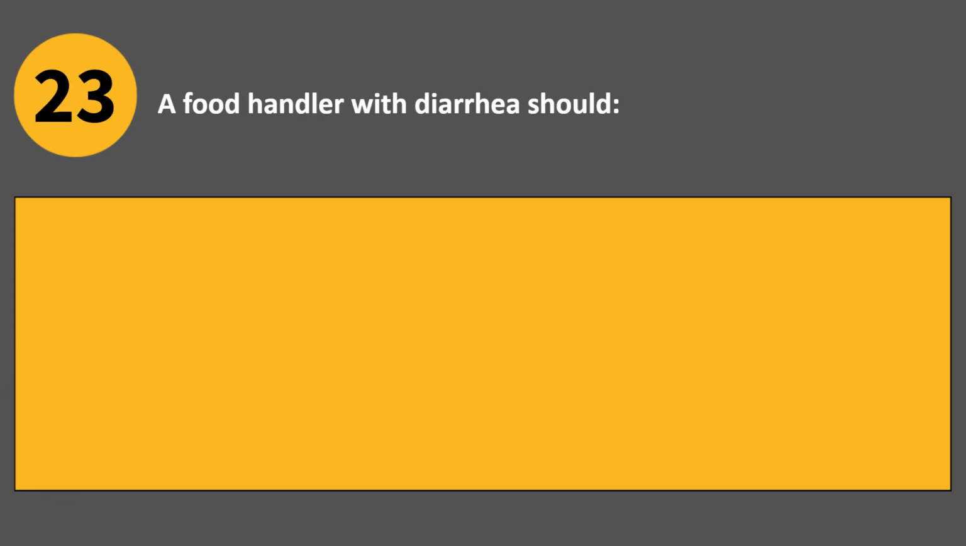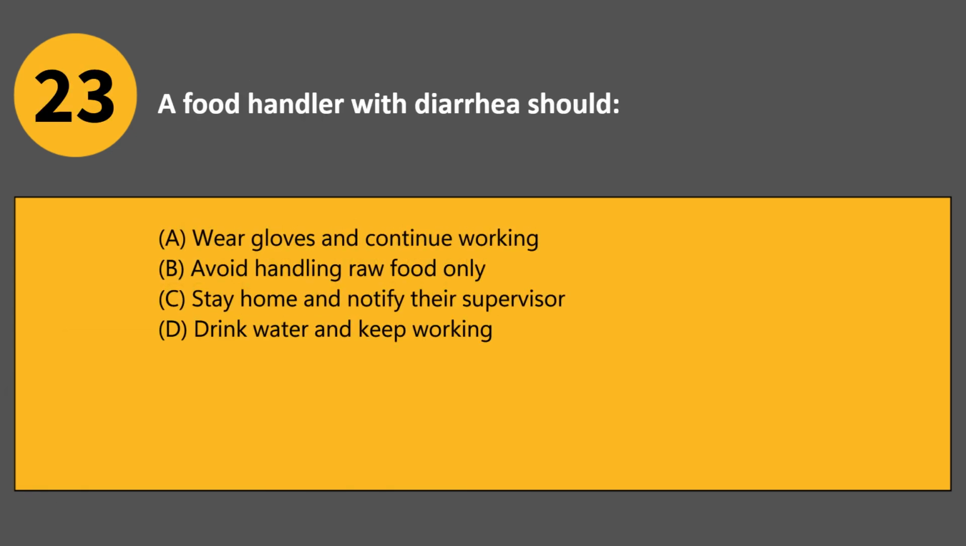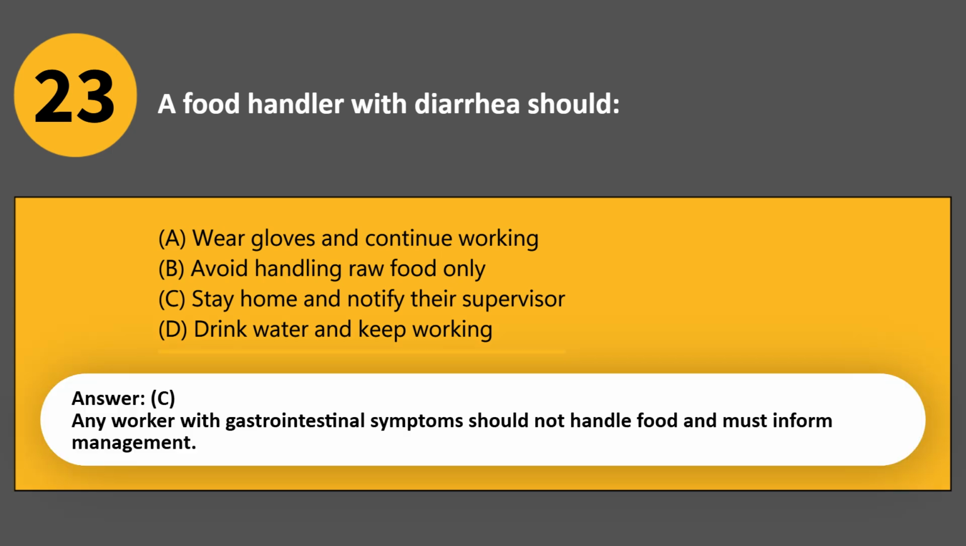A food handler with diarrhea should: A. Wear gloves and continue working. B. Avoid handling raw food only. C. Stay home and notify their supervisor. D. Drink water and keep working. Answer, C. Any worker with gastrointestinal symptoms should not handle food and must inform management.